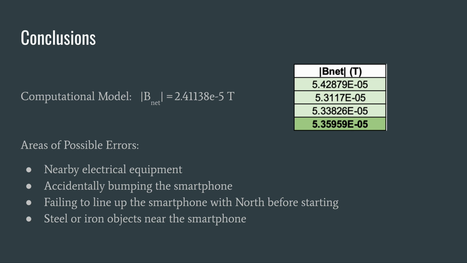So for our conclusions, the computational model gave us a net magnetic field of 2.41138 times 10 to the negative 5 Tesla, but our measured net magnetic field was 5.35959 times 10 to the negative 5, which are honestly pretty close values considering they had the same decimal. So some areas of possible error were nearby electrical equipment, accidentally bumping into the smartphone which had the application, failing to line up the smartphone with north before starting, or other objects that may interfere.